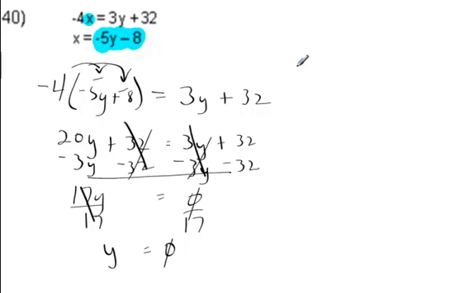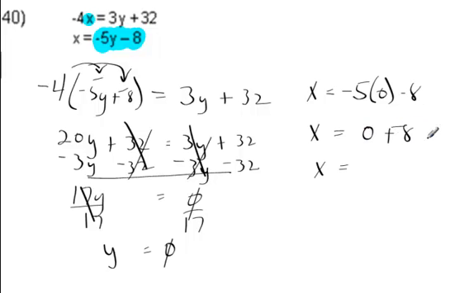All right. Okay, so now let's substitute it in for x right here. So x equals negative 5 times 0 minus 8. So x equals 0 minus 8. So x equals, wait, no, that would be, yes, negative 8. So my point is negative 8, 0. So they're going to cross at the x-axis at negative 8.